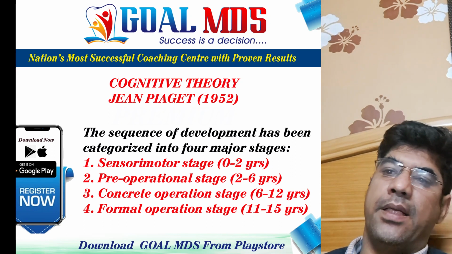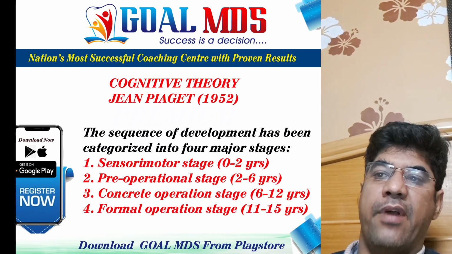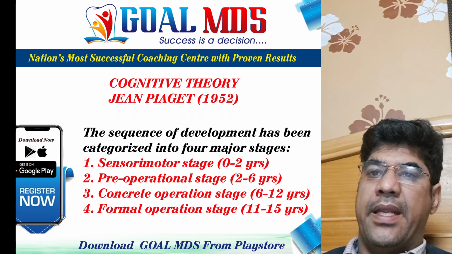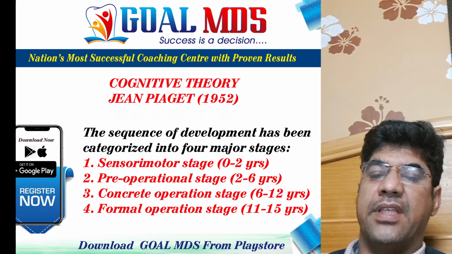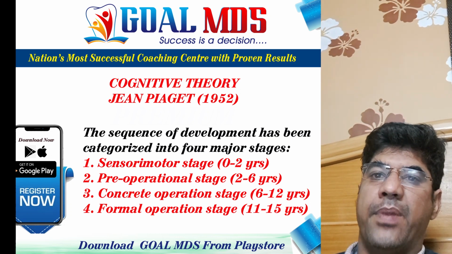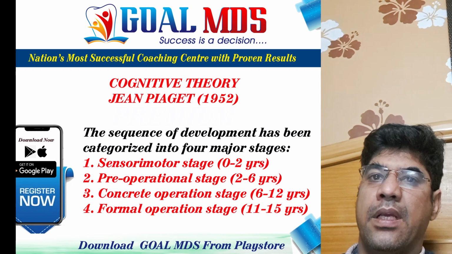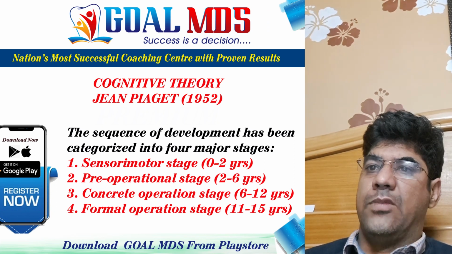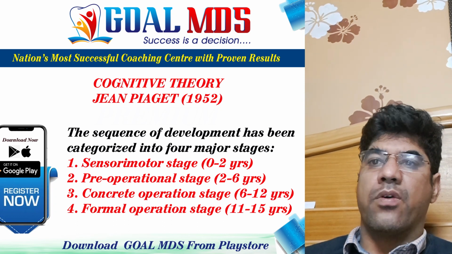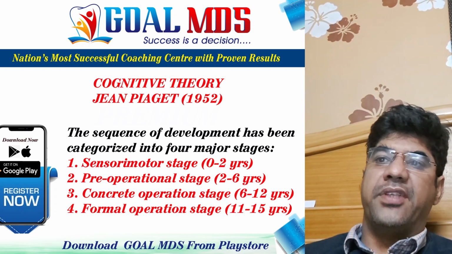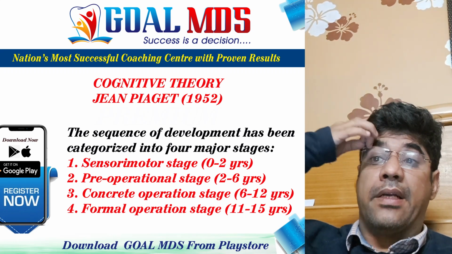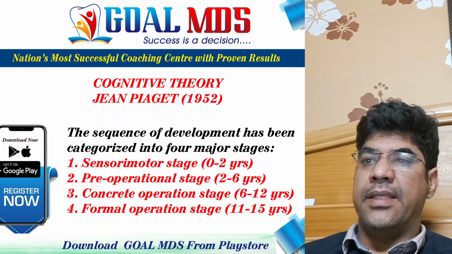According to Jean Piaget's theory of cognitive development, the sequence of development has been categorized into 4 major stages. They are the sensorimotor stage, pre-operational stage, concrete operational stage, and the formal operational stage. The sensorimotor stage is the first stage in Piaget's theory of cognitive development, which is the study of how children develop thinking and understanding over time. It occurs from birth to 2 years of age.